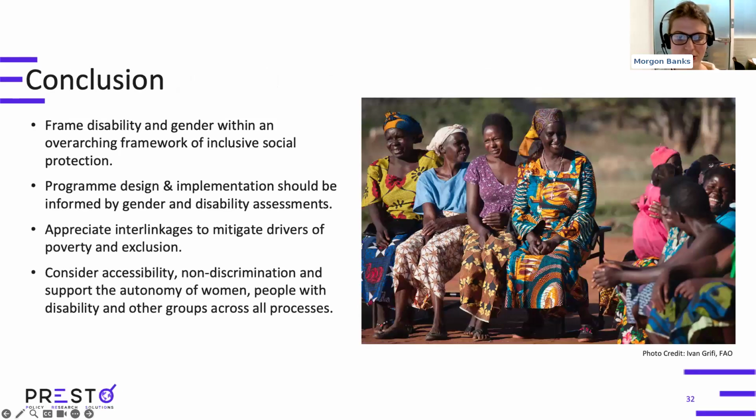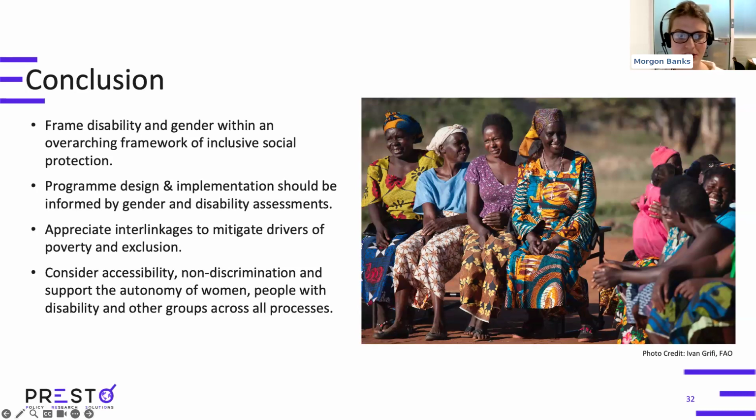We hope that across the different slides that both Tia and I have presented, we have emphasized a number of key points on why a gender and disability lens to social protection across all processes is essential to ensure these groups are not left behind. All stages of program design and implementation should be informed by detailed gender and disability assessments that involve members of these groups and their representative organizations.